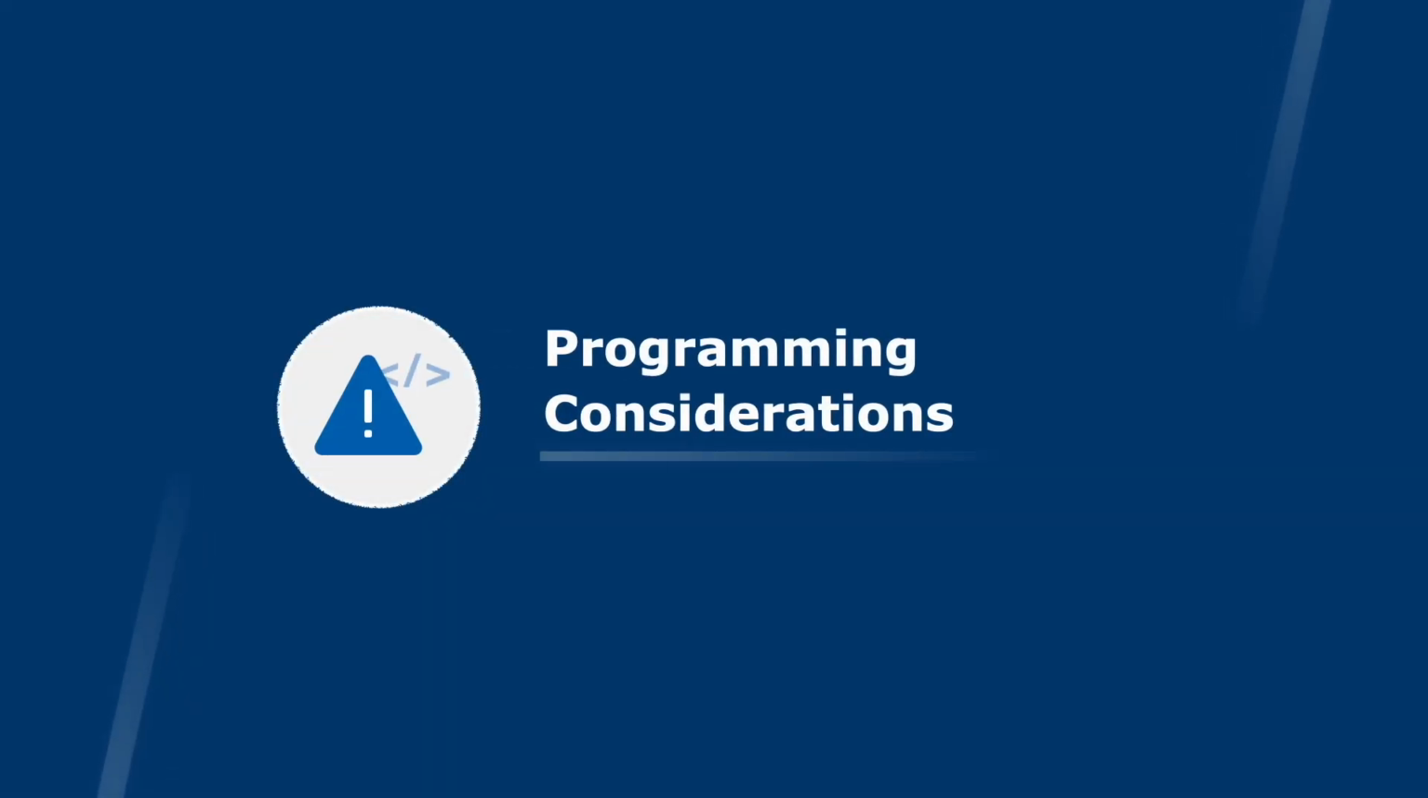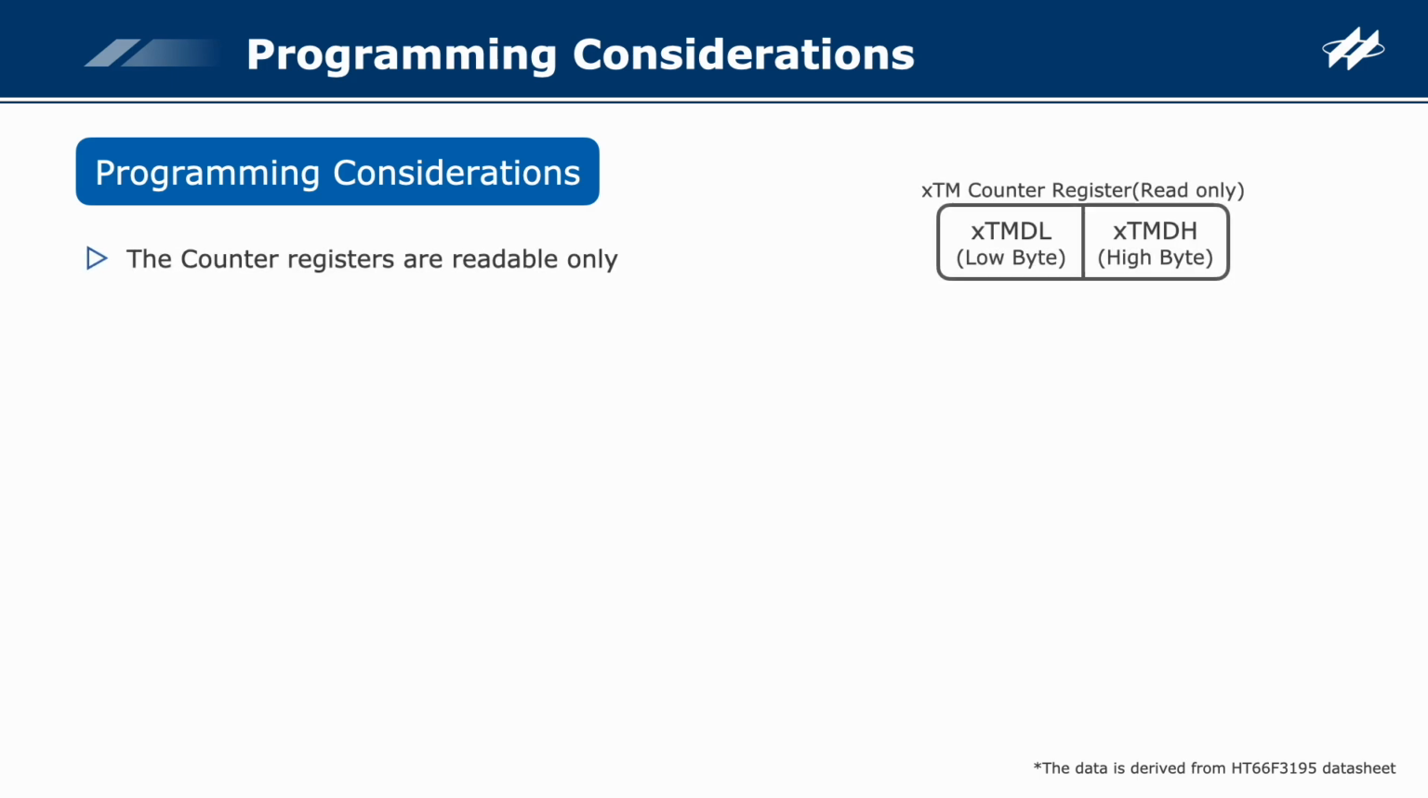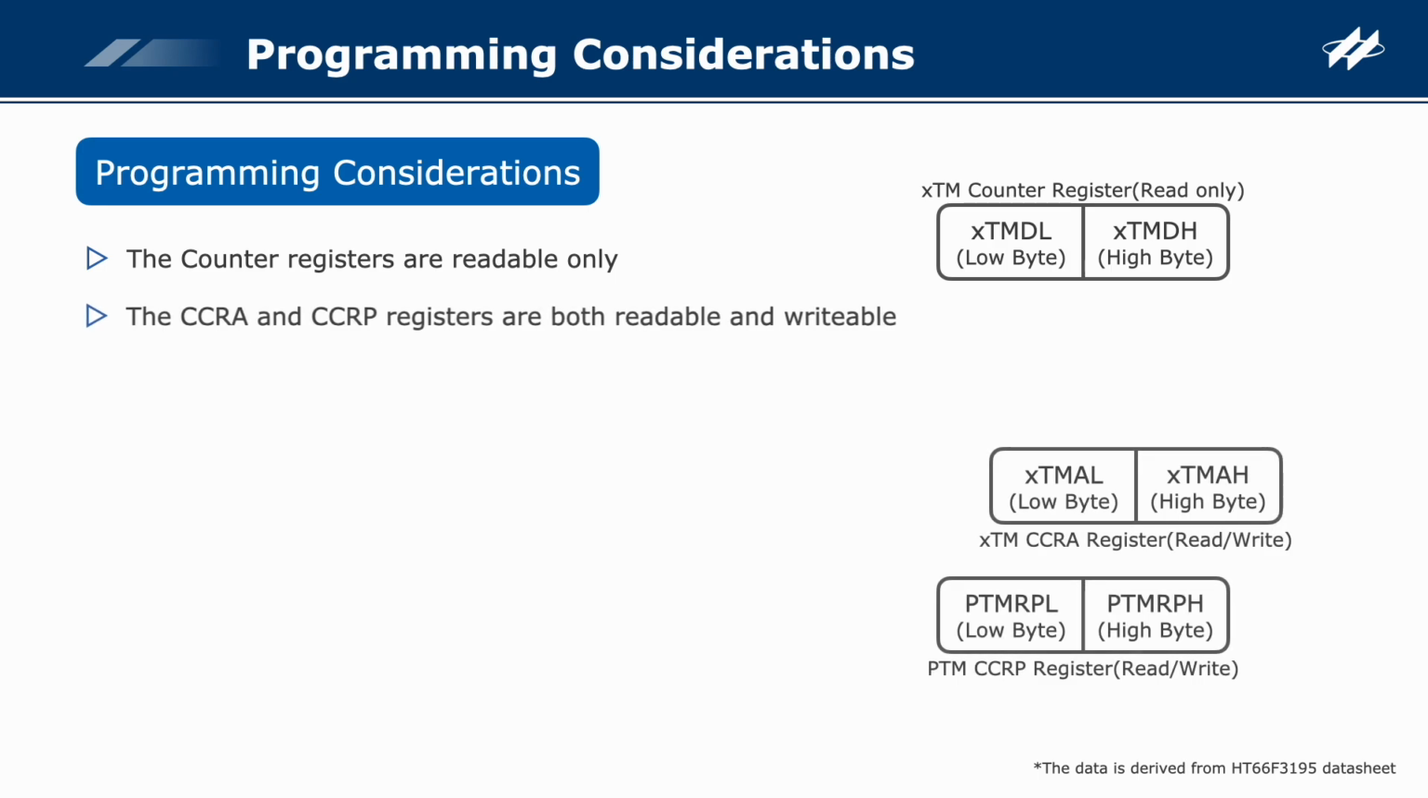Programming considerations. Reading and writing to this type of registers must be carried out in a specific way, otherwise it will result in unpredictable values. The counter registers are readable only and not writable. The CCRA and CCRP registers are both readable and writable.